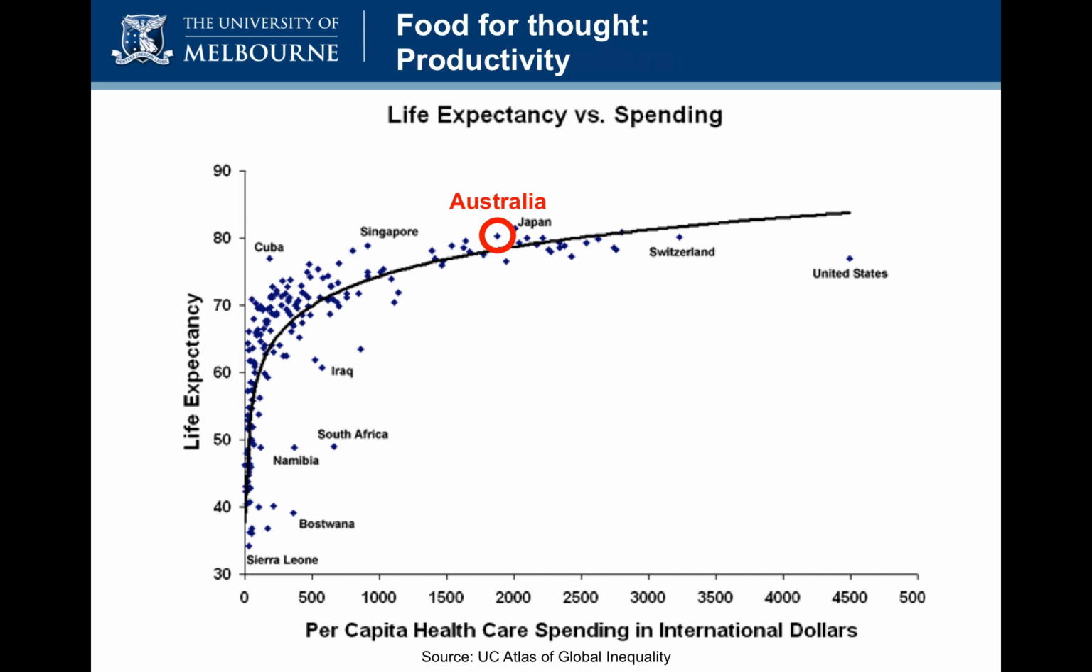fairly rapid increases in life expectancy, although we're not suggesting this is necessarily caused by the increase in health expenditure. But as expenditure increases, there isn't a linear relationship with life expectancy; there tends to be a flattening out.